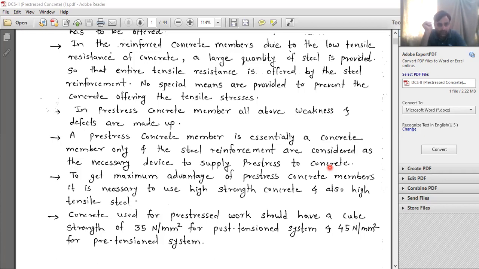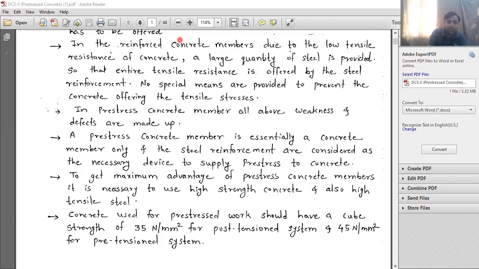So the steel reinforcement acts as a device to supply the prestress to the concrete. How is it supplying? Because externally we are giving some forces on that steel, so that stresses are getting generated and introduced in the steel, and from the steel it is given to the concrete.